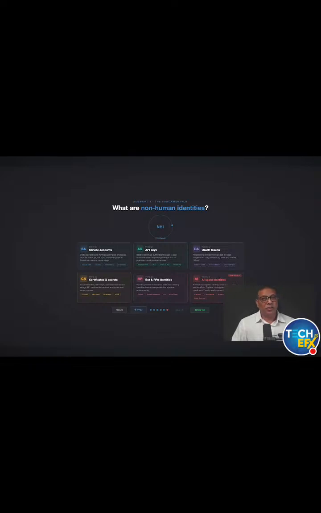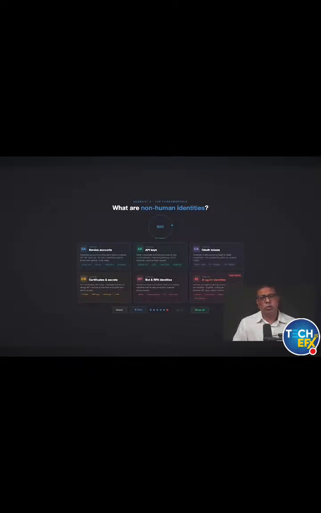Alright, sounds interesting? Let me walk you through the 6 main types of NHIs. First is service accounts. These are dedicated accounts that run automated processes like your backup jobs, your batch processes, your database synchronizations, your monitoring agents, and so on. They often have broad permissions and run continuously. Second is API keys. These are static credentials that authenticate one application to another.